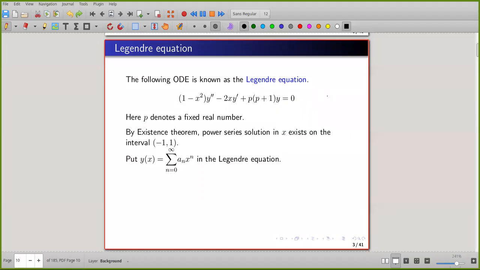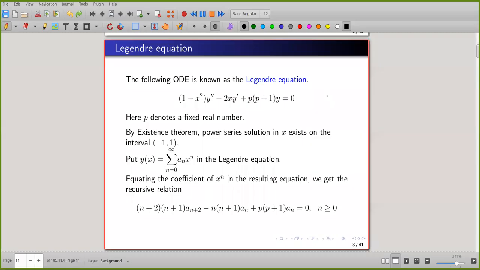Now let's just quickly follow the steps. We put y of x equal to the summation over n greater than or equal to 0 of a_n x to the power n into this equation. And then we equate the coefficient of x to the power n in the resulting equation to 0, and we get the recursive relation. So this is the recursive relation that we get. Let's just stare at it for a few seconds.